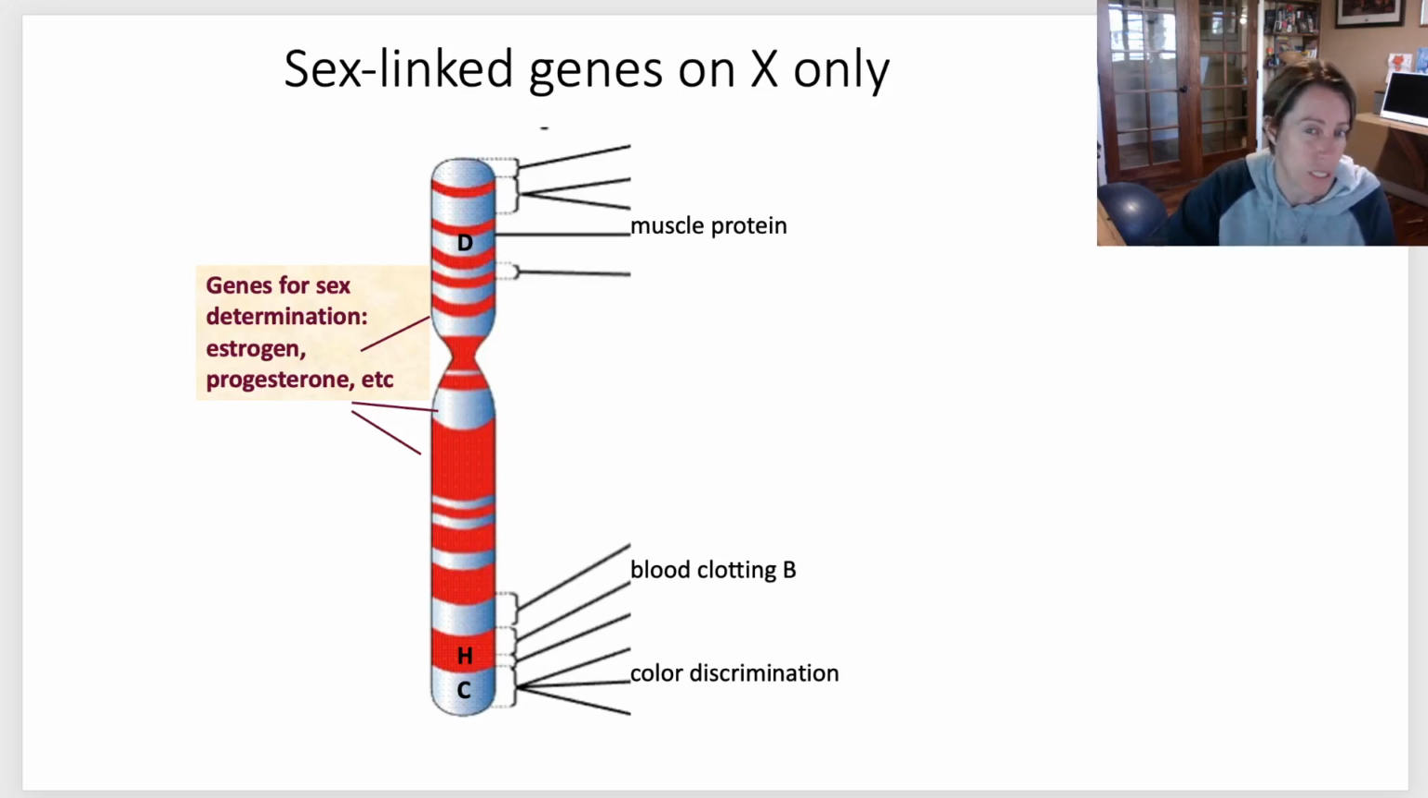So that's a quick rundown about how genes are named and why they're named after diseases when they really don't cause the disease. It's just the result of what happens when the protein isn't working right. All right, so Duchenne muscular dystrophy, hemophilia, color blindness. Those are three sex-linked diseases.